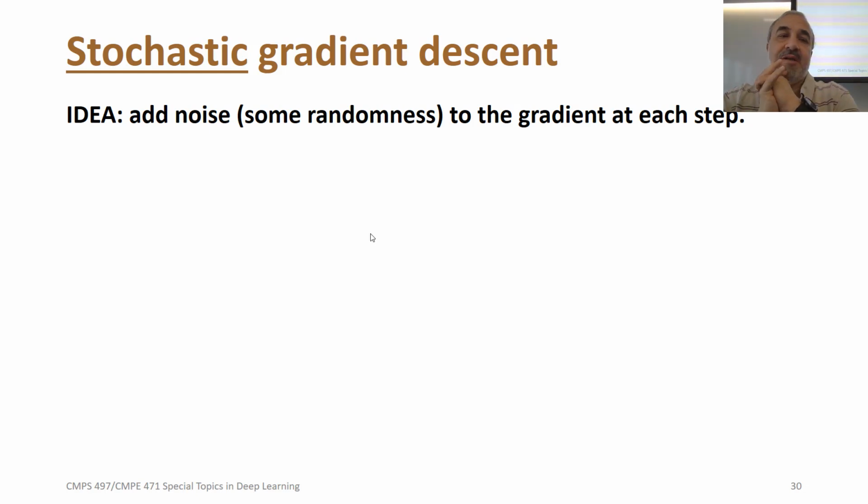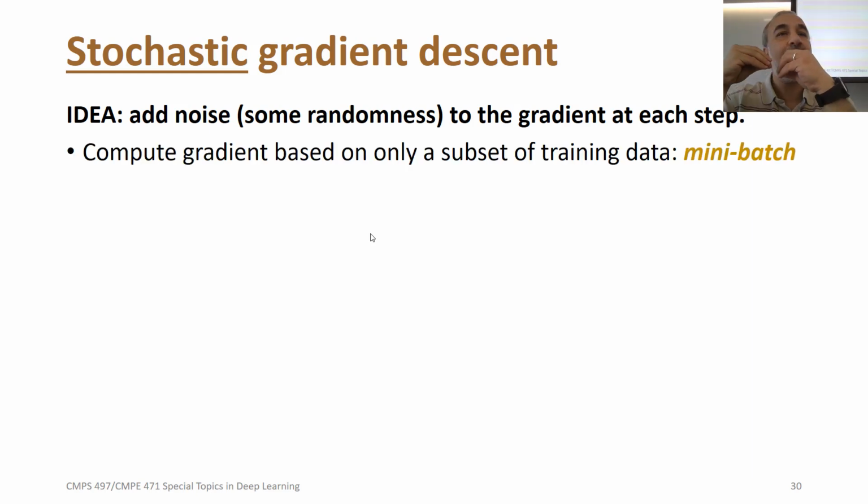What does that mean? Adding noise here means that instead of computing the loss over the entire training data, we will only compute the loss over a small subset of it. We call it a batch or mini batch. So let's say that we have thousands or millions of training examples. We will not compute the gradient over all of them when we make the changes of the model. We will only compute the gradient over a very small subset of them. We call it a mini batch.